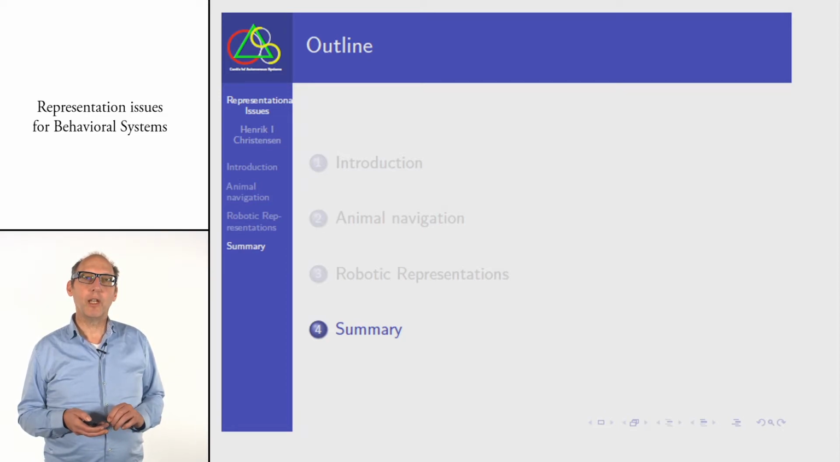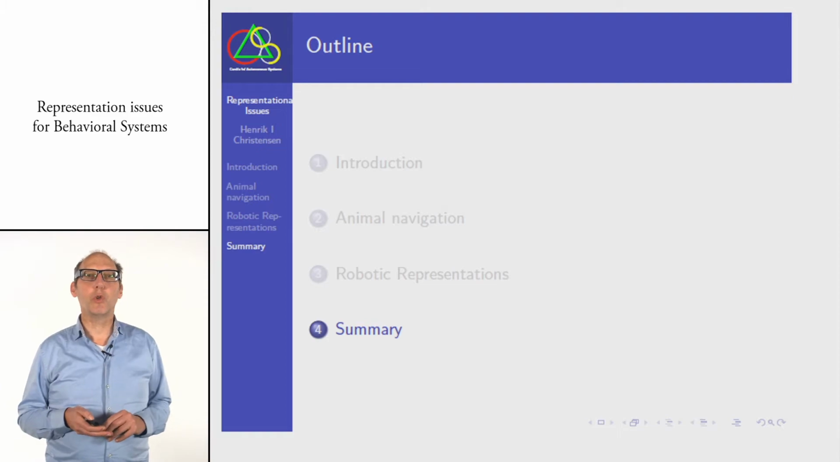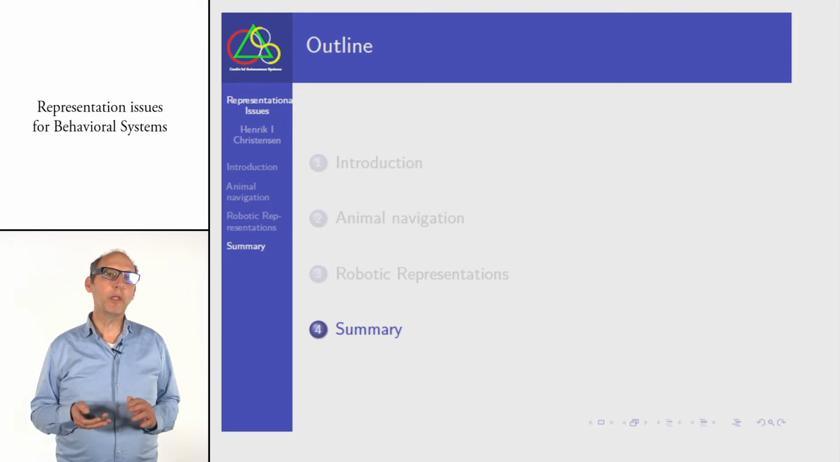Okay, so that's what I wanted to tell you today about representational issues in robotics. We've seen that a lot is stored about the environment, both the maps and objects. We've seen that all this information is only relevant if it becomes active, so if it's directly coupled to what you can do with it, with the behaviors.